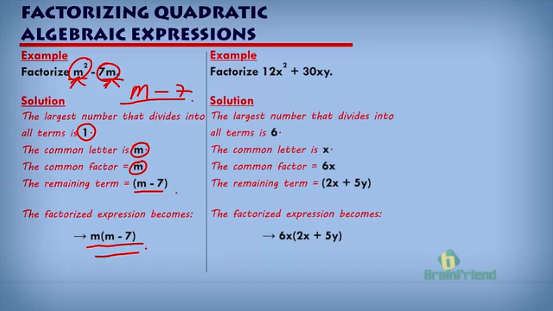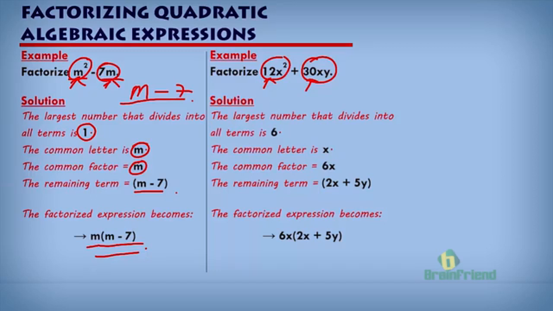Let's take another example. 12x squared plus 30xy. Again, we follow our steps. Find the largest number that divides into all the terms. We have one term here and we have another term. Our numbers there are 12 and 30. 2 can divide into 12, give us 6. 2 can divide into 30, give us 15. 3 can also divide into 12 to give us 4. 3 divides into 30, it gives us 10. 6 can divide into 12 to give us 2, and 6 into 30 to give us 5.